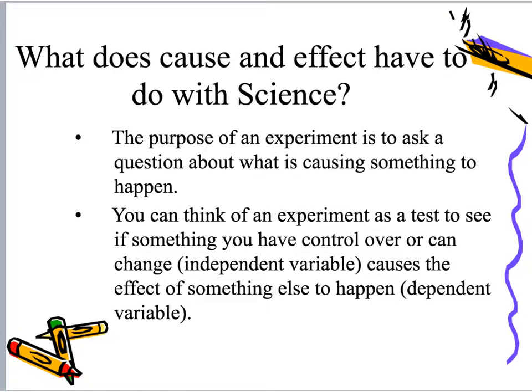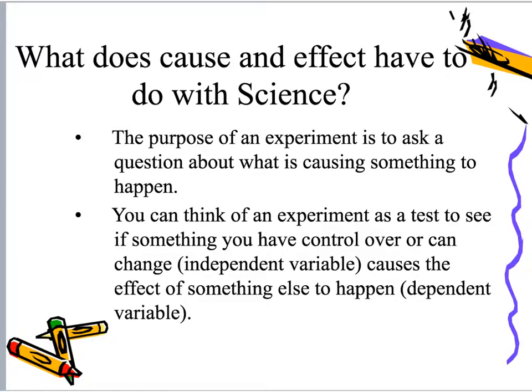You might ask the question, what does cause and effect actually have to do with science? Well, the purpose of an experiment is to ask a question about what is causing something to happen. So we can actually do experiments to determine the thing that is causing an effect to take place.